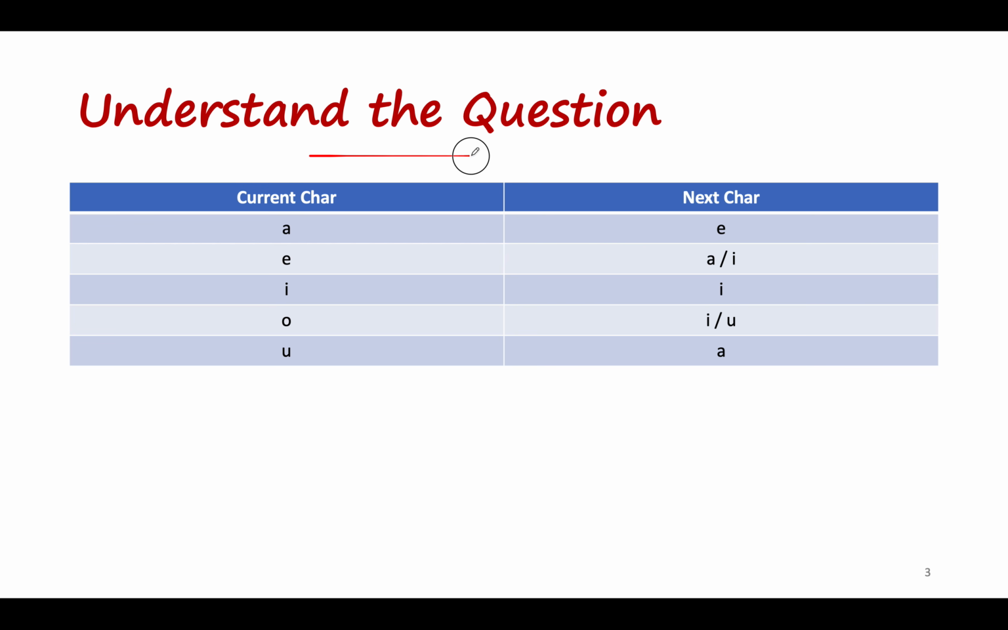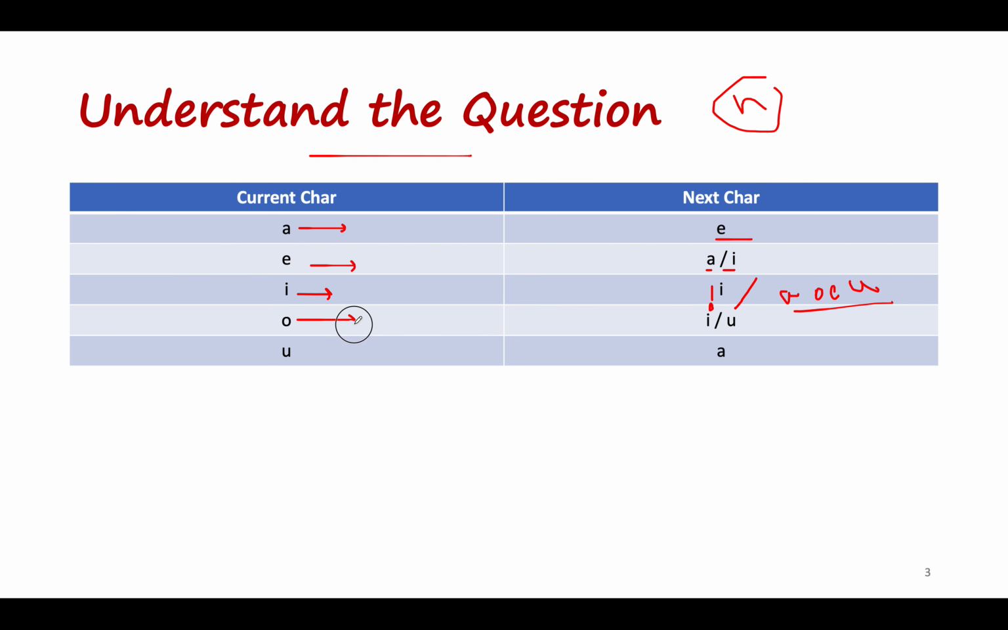The question says we need to generate a string of length n, and there are a few rules that I have restated over here in a simplified form. If A is the current character, the next character should be E. If E is the current character, then the next character should be A or I. If I is the current character, then the next character should not be I. What does it mean? It should be either A or O or E or U. Either of these four. It should not be an I character.